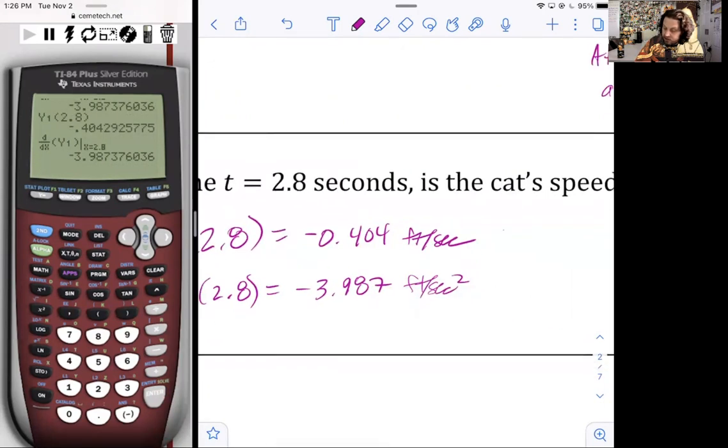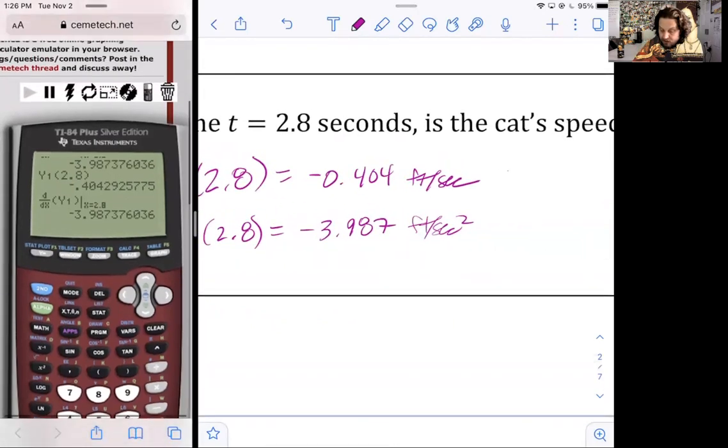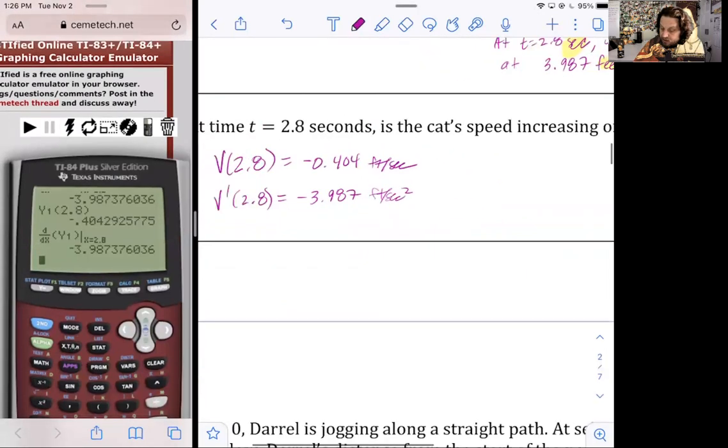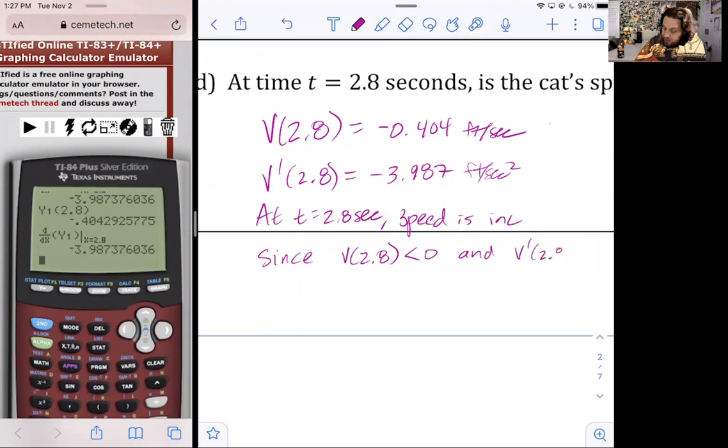And now let's say you didn't put the inequalities there, which I think is a little bit faster. You could just answer those numerically and then wait to say what the signs are in your justification. They're the same sign though, right? So they're working together. So speed should be what? Yes. So let's just say at t equals 2.8 seconds, speed is increasing since v of 2.8 is less than 0 and v prime of 2.8 is less than 0. You could do it right there.